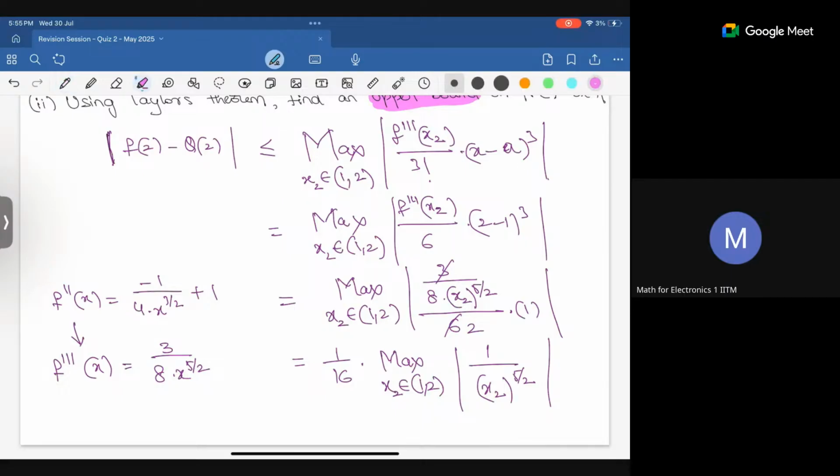And in this interval, you can clearly see... Sir, 6 is multiplied by 3 in this expression, no? You cut the 3 and 6 by 2.